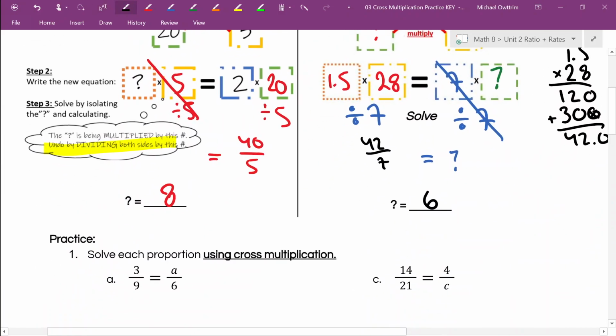Okay, and notice over here the question mark's on the right, here the question mark's on the left. Your equal sign means the same as. So if 6 is the same as question mark, then question mark is the same as 6.